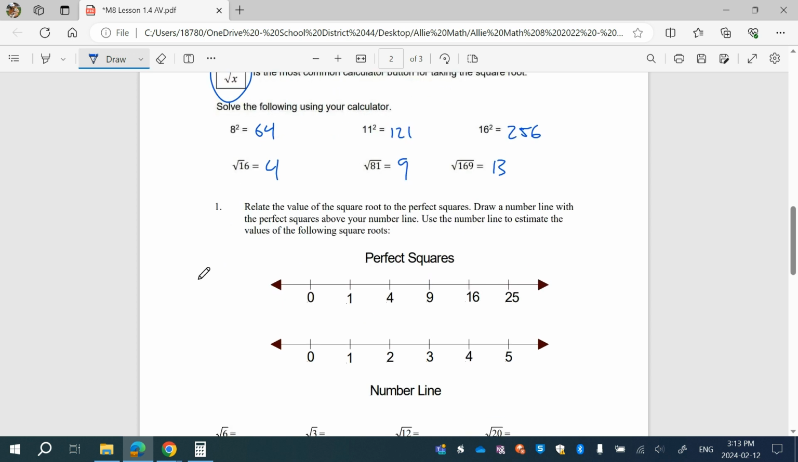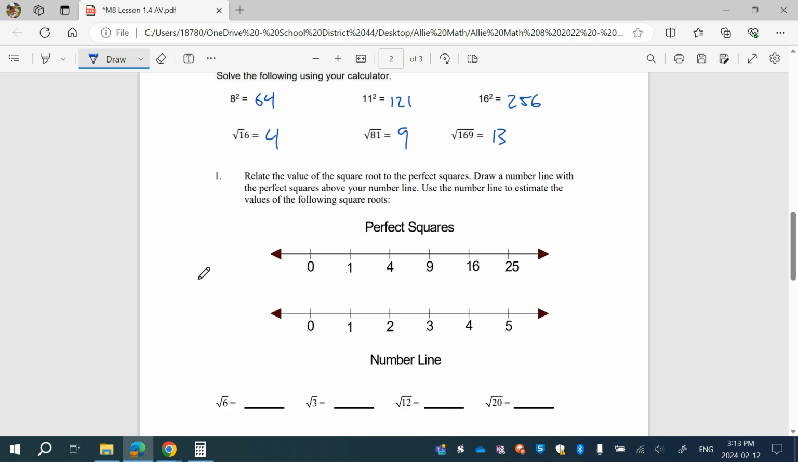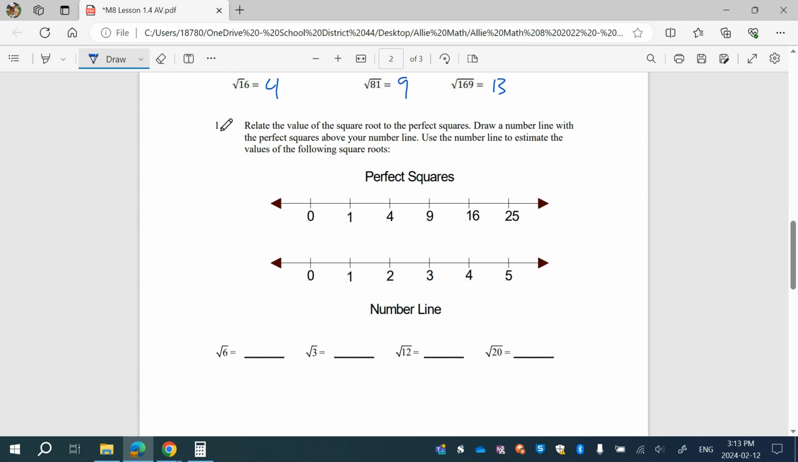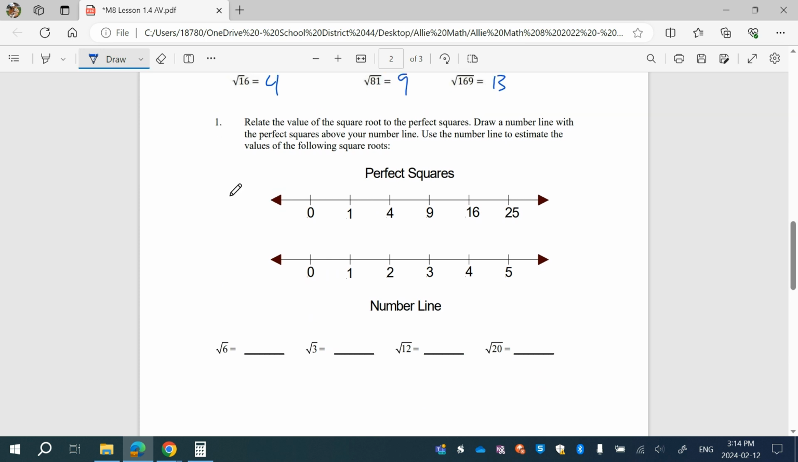So today we're talking about estimating square roots. And I think once you can wrap your head around it, you folks will do well. One of the areas of competence that I'm supposed to assess you on is your ability to estimate reasonably. This is a really helpful tool in math just to know if you're heading in the right direction. So we need to relate the value of the square root to the perfect square. So draw a line with the perfect squares above your number line. Use the number line to estimate the values of the following square roots.